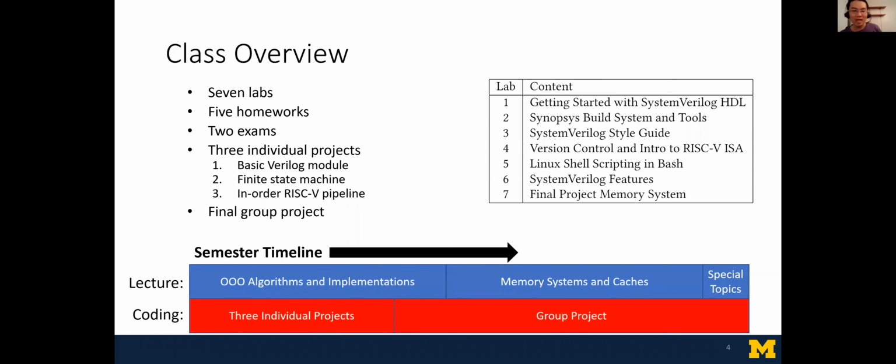And we have 7 labs in this class, teaching people essential skills such as writing SystemVerilog and using EDA tools for simulation and designing. We go over version control and basic scripting to make sure that people are better at using Linux. Most importantly, we go over the RISC-V ISA that we'll be using later in this class. We have homework and exams, and 3 individual projects, the first 2 of which get people familiar with writing SystemVerilog, the last of which gets people on board with the RISC-V ISA. Then we have the final group project, which takes up more than half the semester.